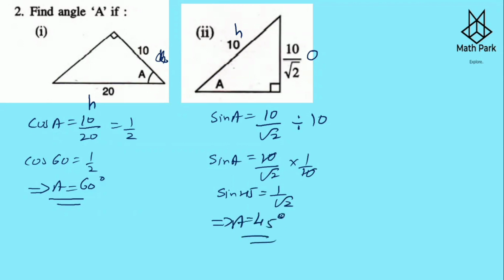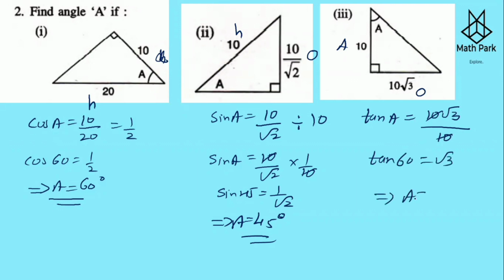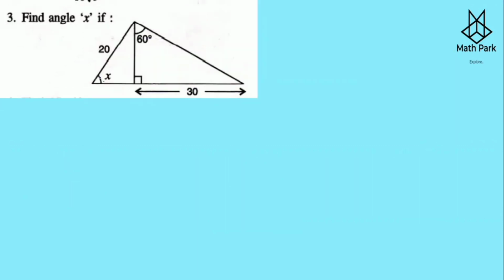Next question, the third part of this, you have A again, and this is opposite side and this is adjacent side. So opposite and adjacent, we'll be using the tan ratio. So tan A is equal to the opposite side, which is 10 root 3, divided by adjacent side, which is 10. Opposite upon adjacent is root 3. Now tan A is equal to root 3 and we know that tan 60 is equal to root 3. So this implies A is equal to 60 degrees. Got it?